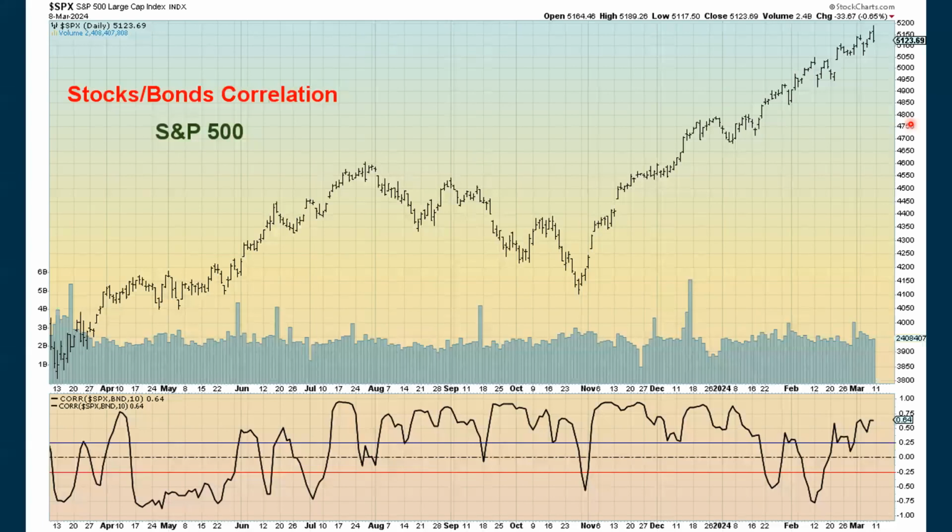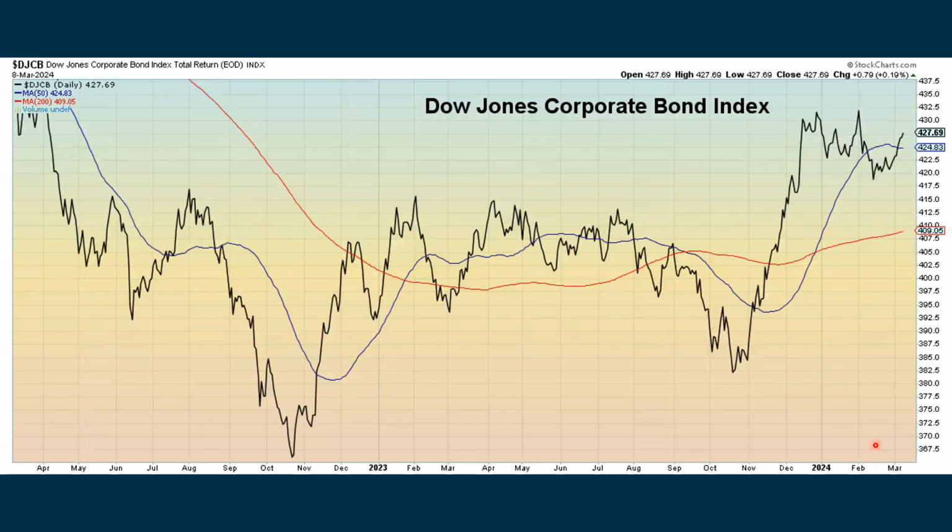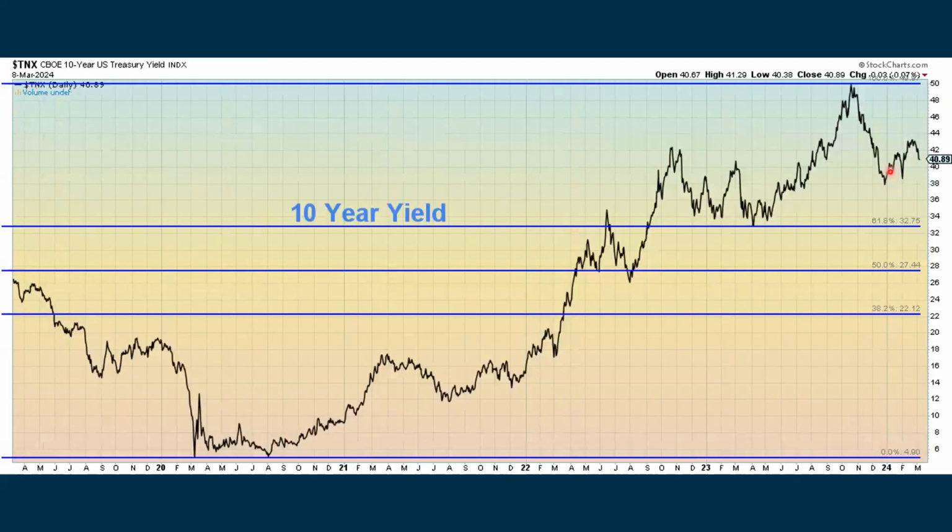Then we look at a correlation between stocks and bonds. They're having a pretty strong tendency to go in the same direction. So if stock prices are up, bond prices are probably up as well, and the inverse of that is also true. This is the Dow Jones Corporate Bond Index, which is also in an uptrend. It had seen some weakness, but now it's been starting to bounce back.